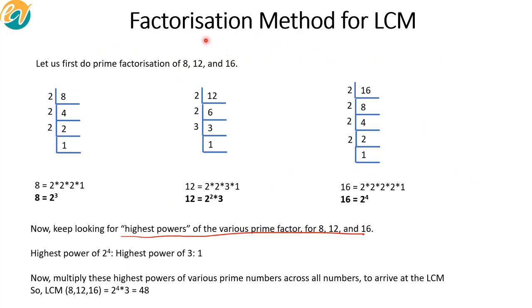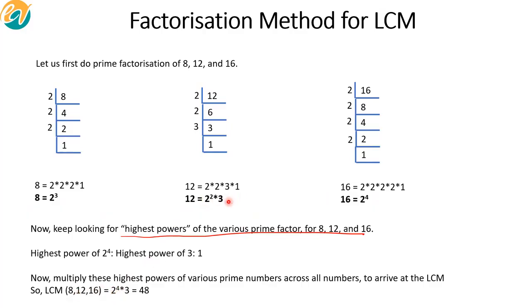Notice, to find out LCM, what we do is we keep looking for highest powers of various prime factors of the numbers involved. In this case, the numbers involved were 8, 12, and 16. So we keep looking for highest powers. If we look at the prime factorization list for each of the three numbers, the highest power of 2 was 3 here. The highest power of 2 is 2 here. The highest power of 2 is 4 here. So we write 2 raised to the power of 4 in LCM.